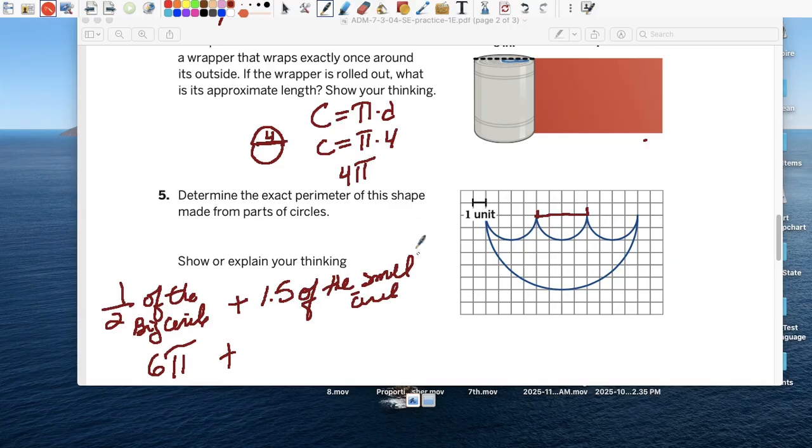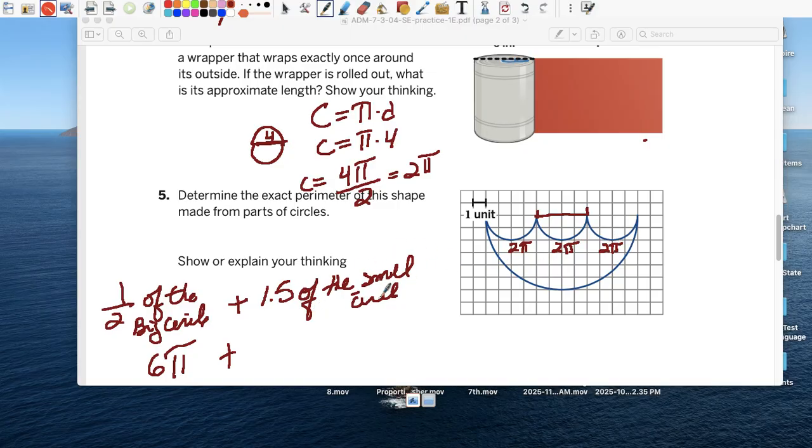Agreed? So let me divide. C equals 4 pi. Let me divide that by 2. If I divide that by 2, it means that half of a circle is now 2 pi. So now I know that this is 2 pi because it's half of the circle. This is also 2 pi because it's half of the circle. And this is also 2 pi because it's half of the circle.